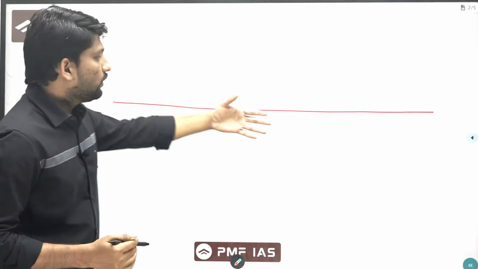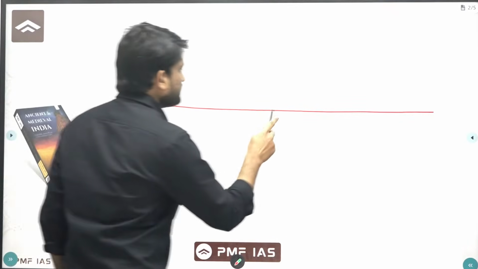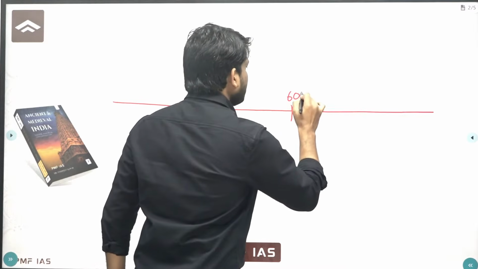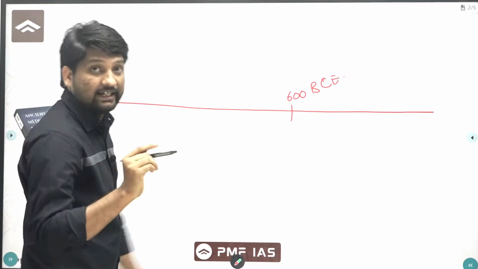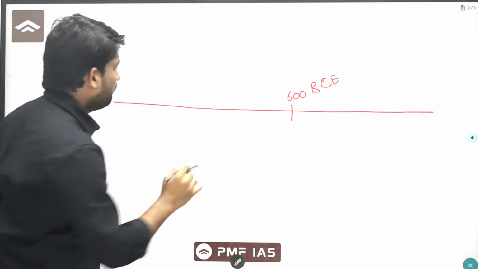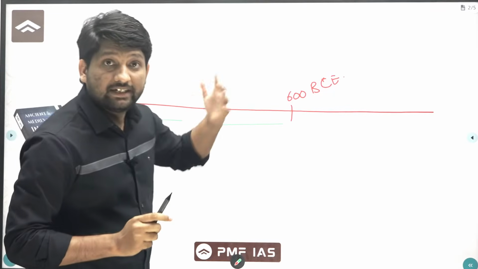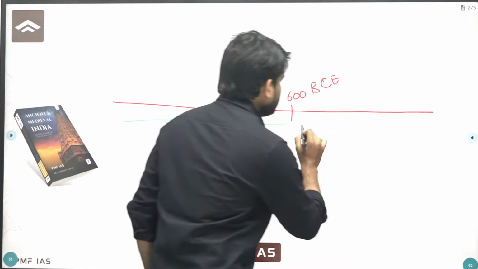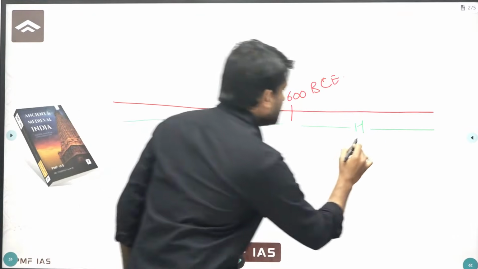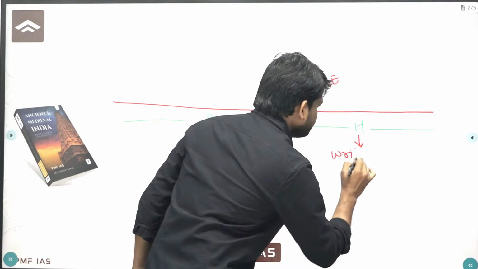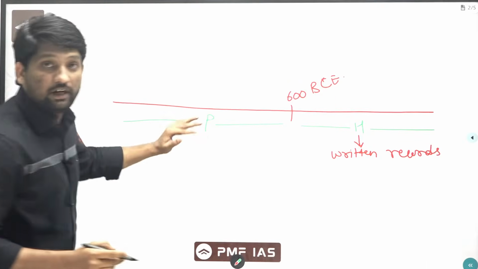So before the invention of writing, or before written records are available, we consider this as prehistory. Before 600 BCE in northern part of India, we call this prehistory. Once written records are available, we call this a historical period or history. Here we have written records. Here we don't have written records.